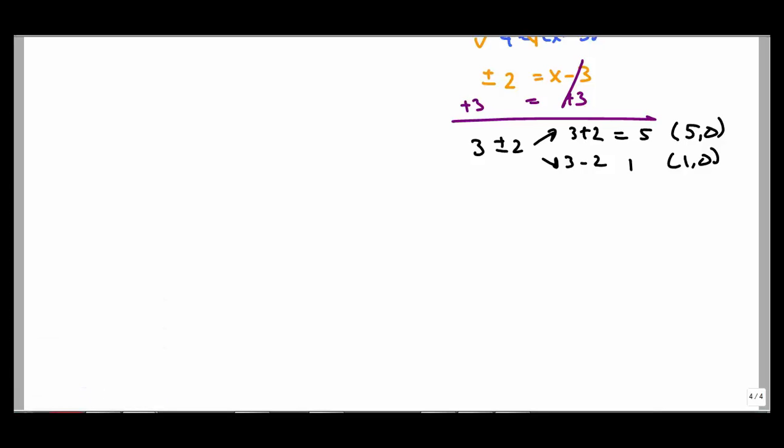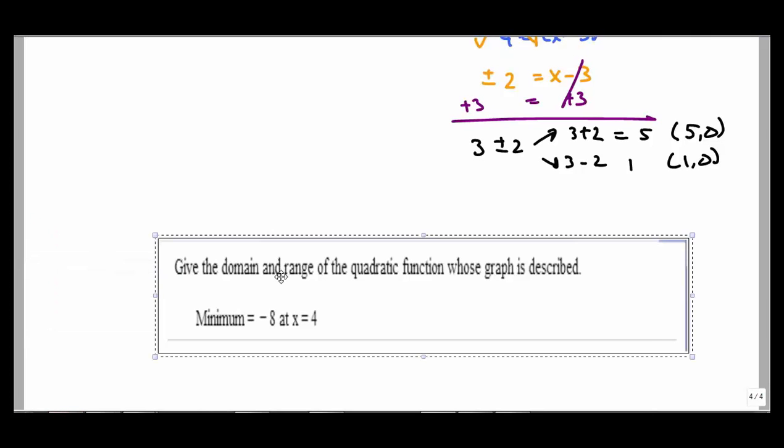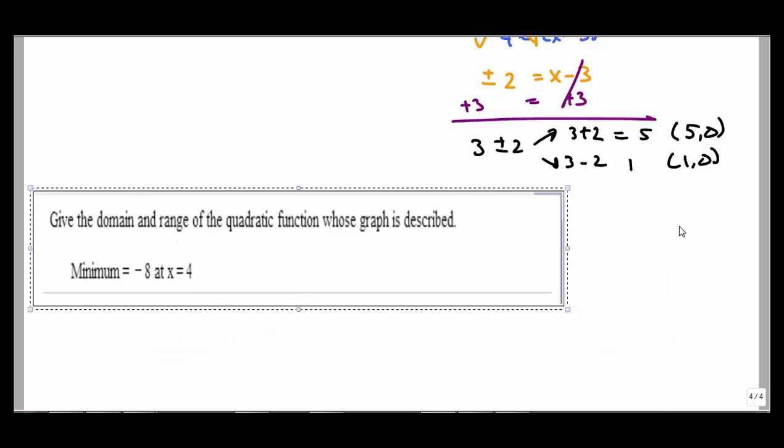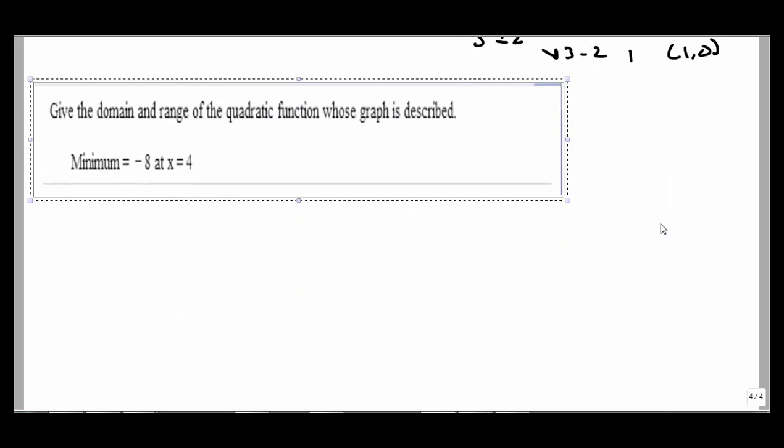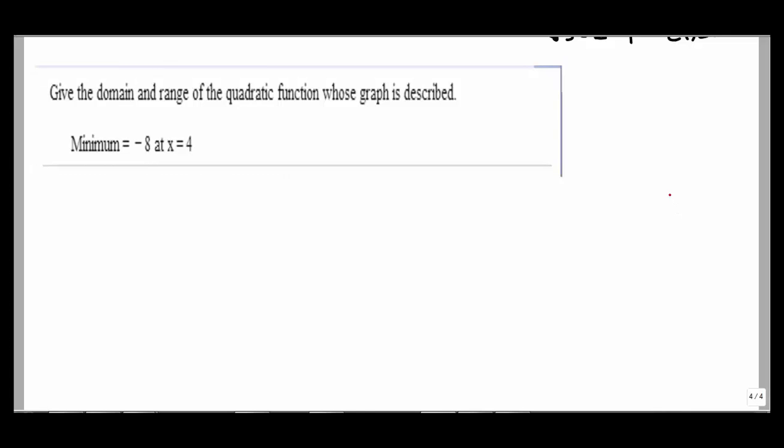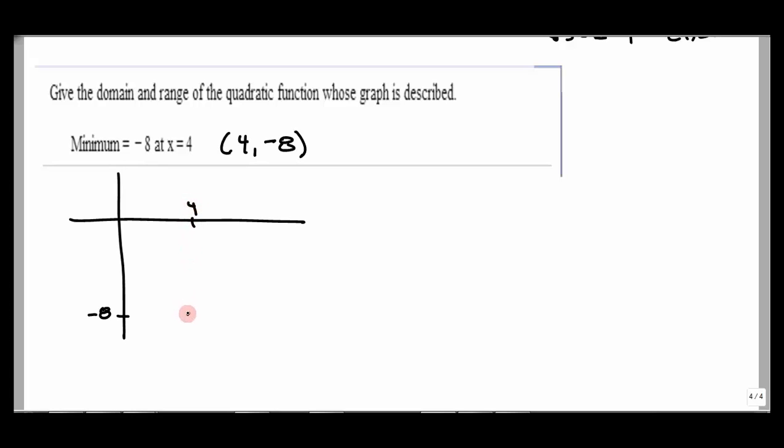And for this one, they're going to give you just a little bit of information. They're going to give you the minimum point and ask you to find the domain and the range. So for this one, I can't graph it on my calculator, but I do know that my minimum value is -8 at x = 4. So that's the ordered pair (4, -8). Okay, so if I wanted to, I could graph that. And because it's a minimum, let's say this is -8 and this is 4. Because this is a minimum, I know that this parabola is opening up. I don't really know how wide it is, but this is just a curve sketch.